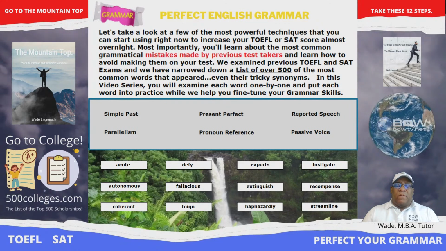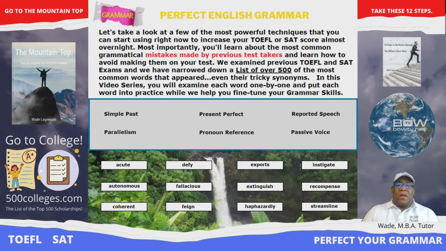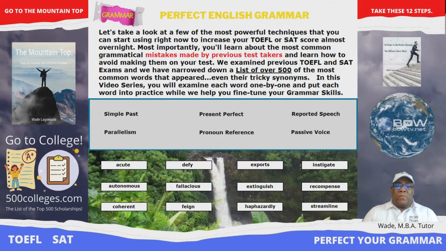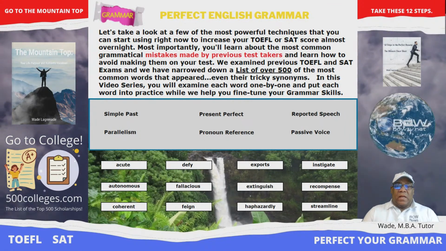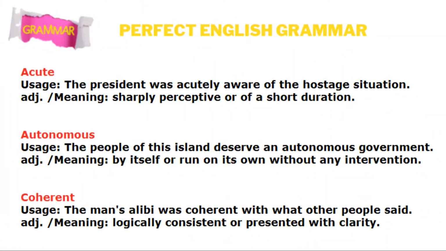With respect to taking a look at these 12 words that we're going to focus on for Chapter 2 in Volume 1, let's start with acute. Acute means sharply perceptive or of a short duration. As we go through each of these words, it's important for you to write down the synonym. A synonym for acute would possibly be intense, whereas the adverb would be acutely, and the noun would be acuteness. Usage would be: the president was acutely aware of the hostage situation.